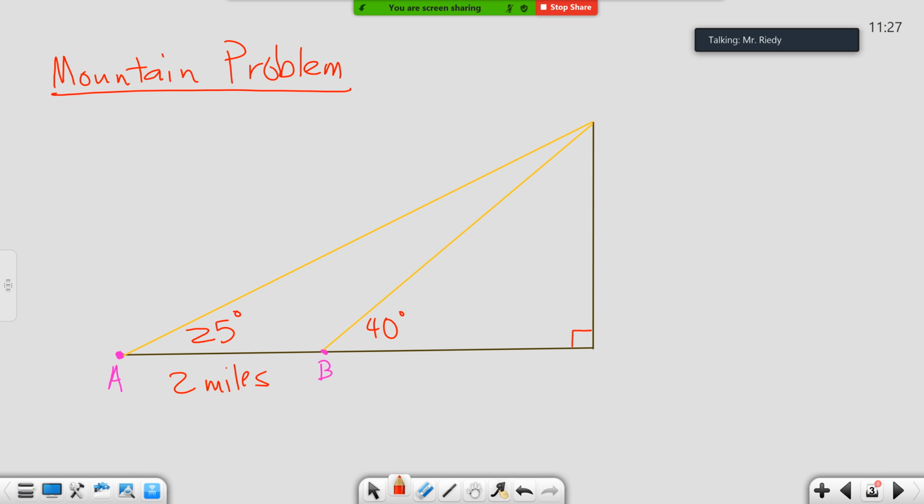Where was I? Oh, triangles. So 2 of those triangles are right triangles. We can work with right triangles. We cannot work with non-right triangles. So this triangle here is no good. We're not going to go anywhere near that one. And that's something to keep in mind as we solve this problem.